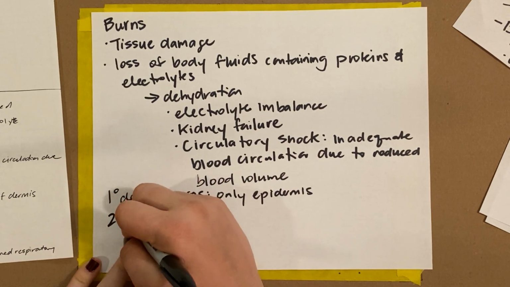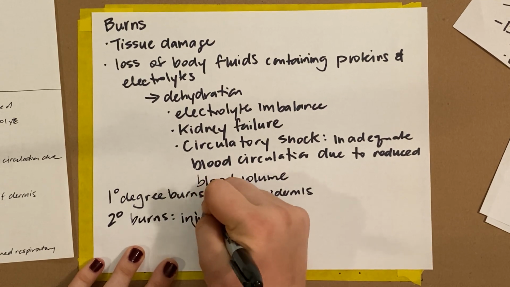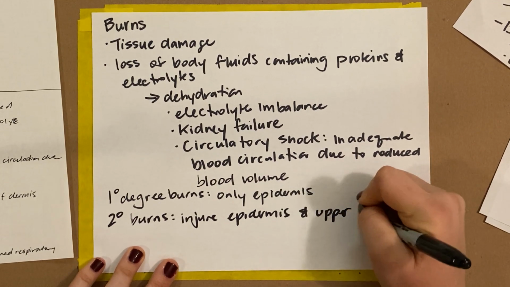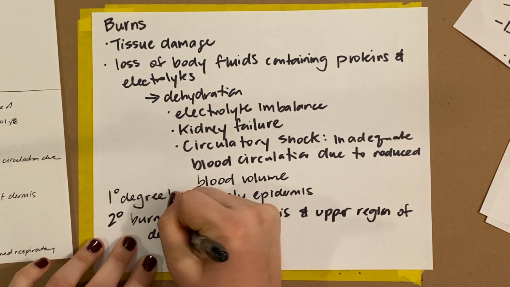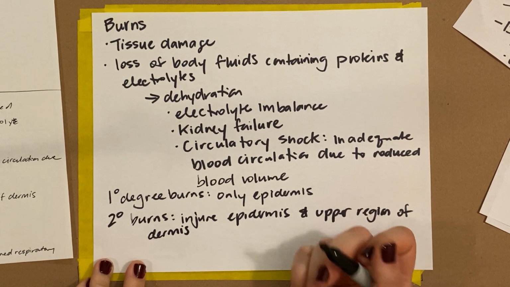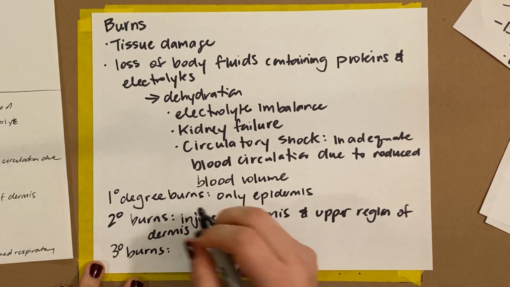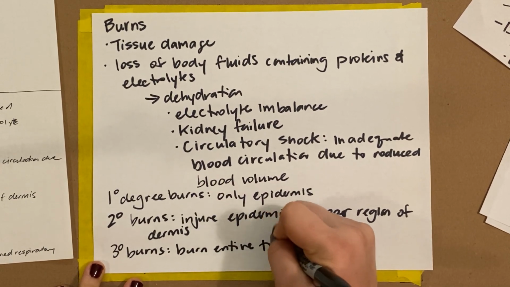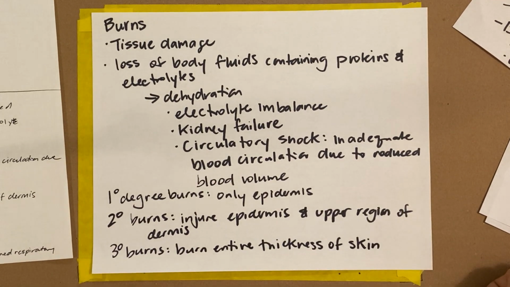Second-degree burns are going to injure the epidermis and the upper region of the dermis. So this is going deeper. You often will have blisters at this point, and it can be more severe and more painful. All right, third-degree burns, which are going to be the worst ones, are going to burn the entire thickness of the skin. Okay, so that's really bad.